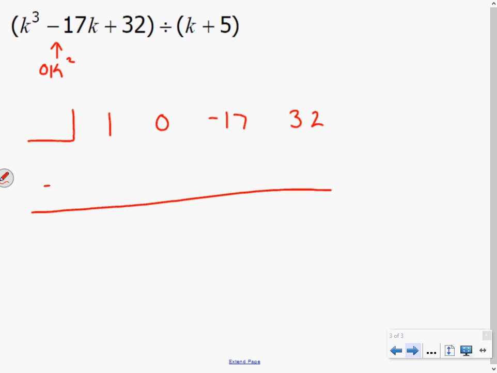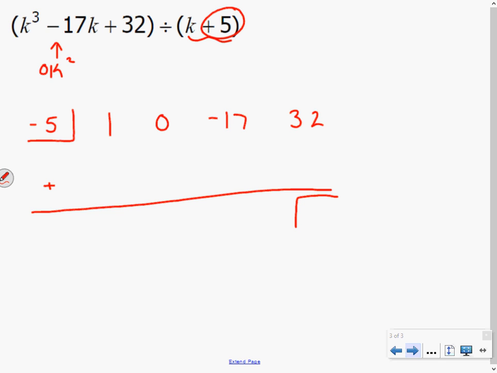Okay, we know we're going to be adding the rows together. We know our remainder is going to go here. We need to figure out what number goes up in the box there. What number am I going to be multiplying with? So we take our divisor and we set it equal to 0, or the other way you can think about it is we're just going to take the opposite of this. So if we have a positive 5, we're going to use a negative 5 here.